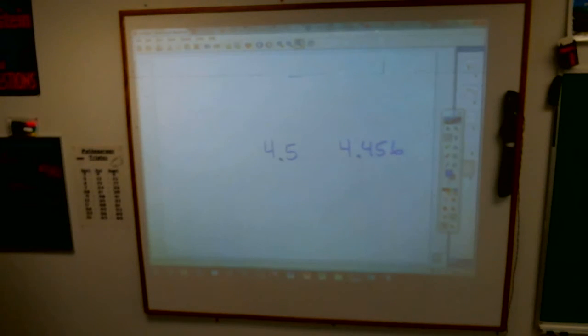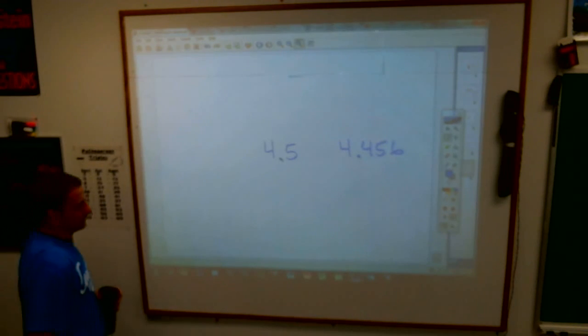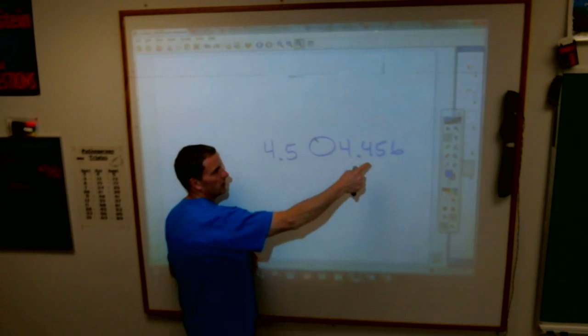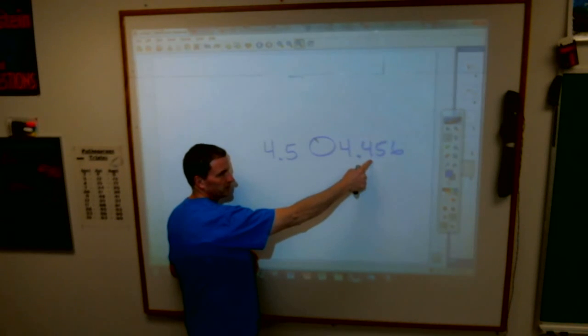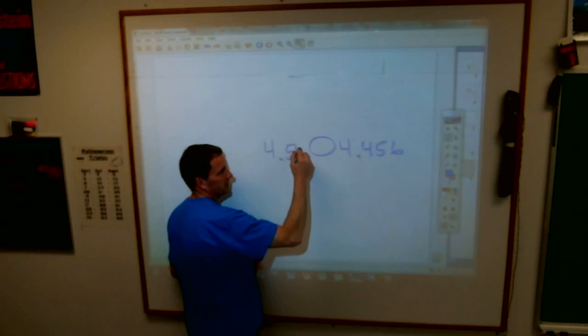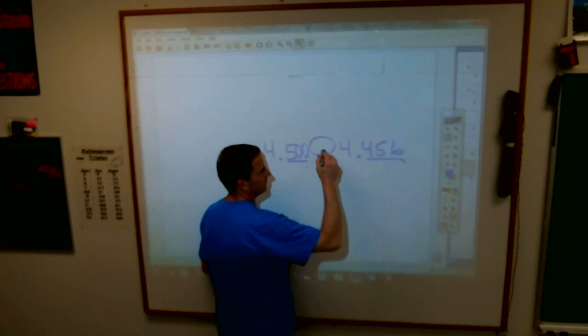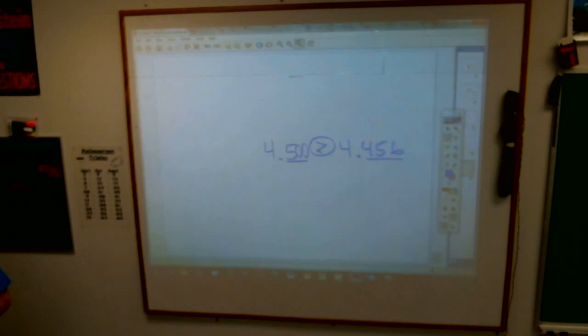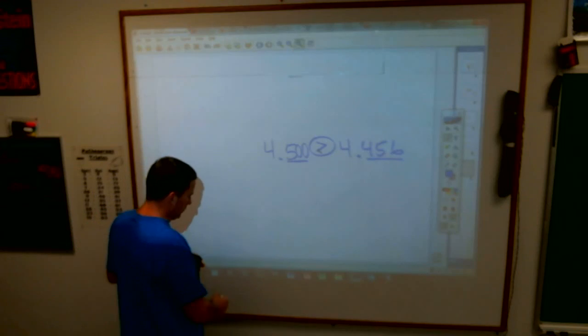Chase? Yeah, 4.5 is. Why? Because 5/10 is always bigger than 4/10, no matter what comes after it. If it helps you, you can add zeros at the end of this, and this would make this 500, and that would be 456, and you would end up with the greater than sign there. That's exciting. Yes, it is. Okay.